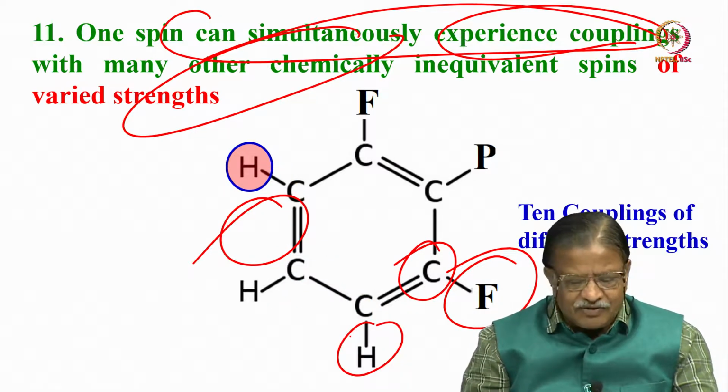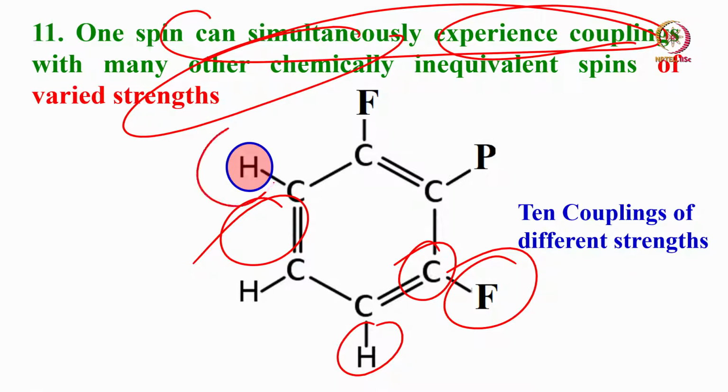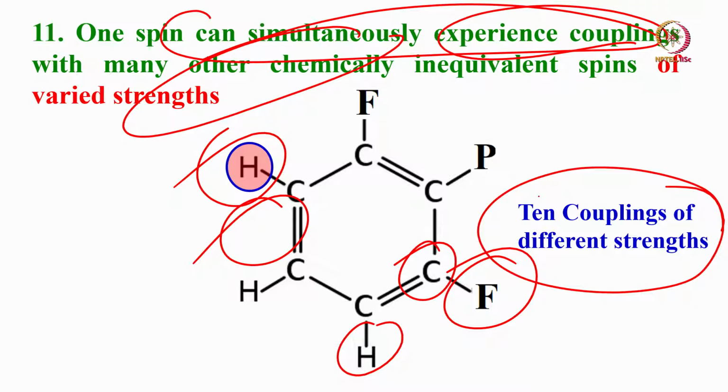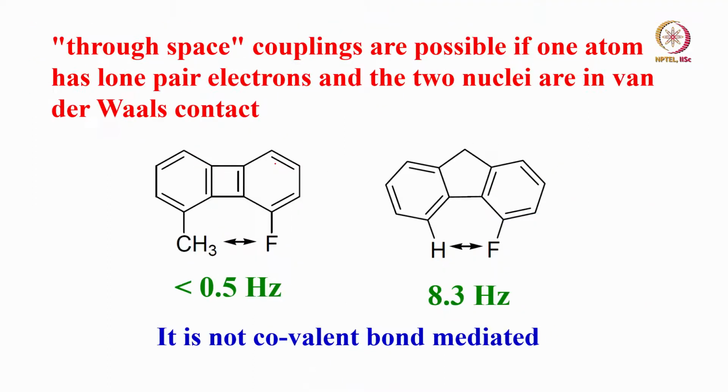See the varieties. Remember this single proton can experience 10 different types of couplings, both homo and heteronuclear, and all these coupling strengths could be different, they need not be the same. One may be 10 hertz, other may be 100 hertz, other may be 500 hertz, no problem. But if there exists an interaction, this proton or any particular spin you consider can experience couplings with a variety of spins simultaneously.